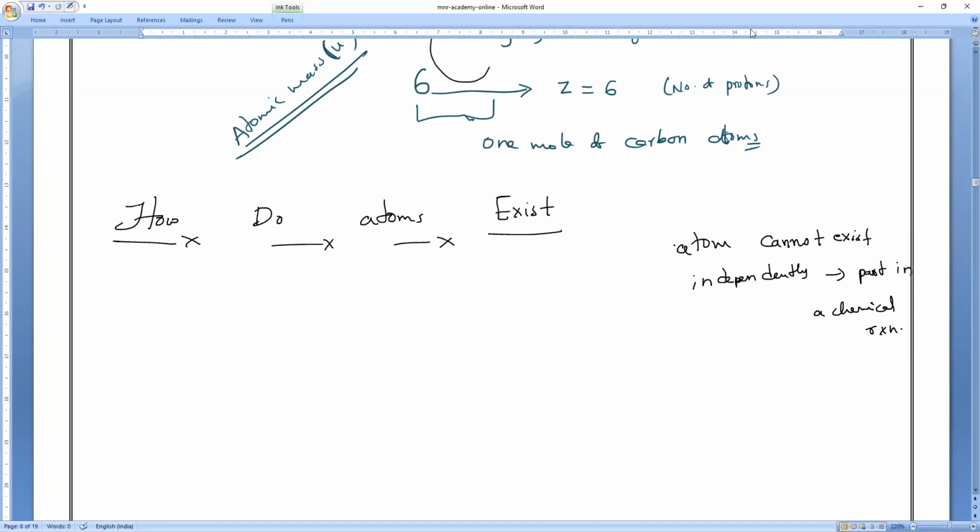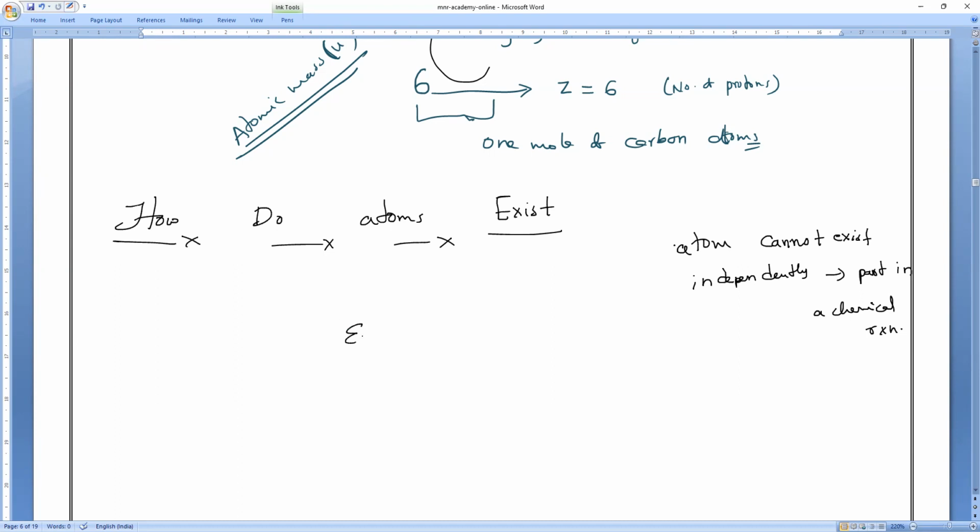Atoms of elements exist independently except the inert gases, which are quite stable and do not take part in chemical reactions. Do you understand what I'm saying, everybody? So what John Dalton said, atoms of elements cannot exist independently, has been proved practically, except for the inert gases.